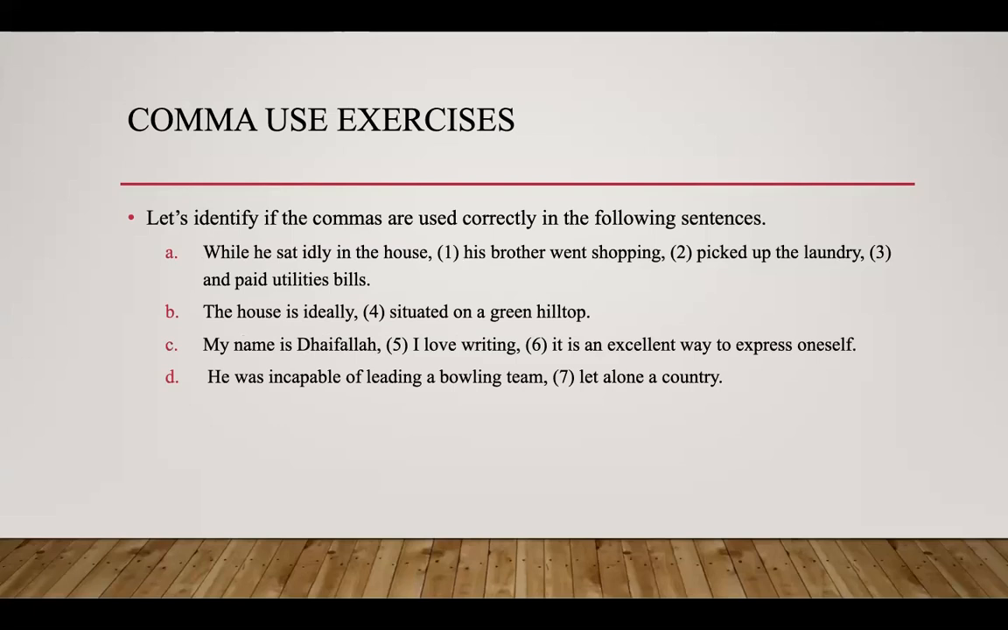Now, let's see if the commas in these examples are used correctly in the following sentence. Let's take A in the beginning. While he sat idly in the house, we have comma number 1. His brother went shopping, and then there's a comma number 2. Picked up the laundry, and we have a comma number 3, and paid utilities bills. Now, number 1, is this a correct placement of the comma?